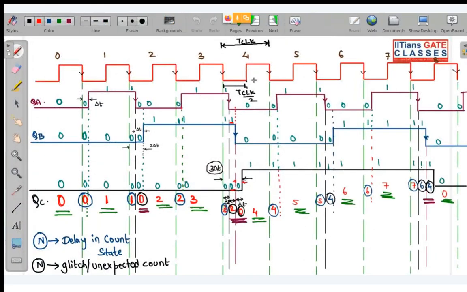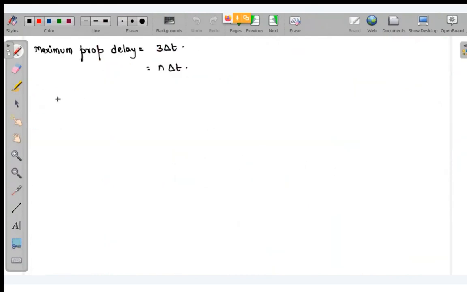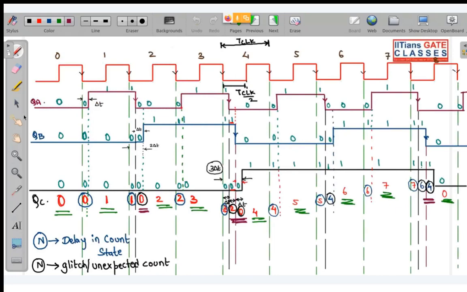I was saying that if this comes out even in the positive level, then I cannot take help of the strobe input. For the strobe input to be effective, the condition is that the total propagation delay, N del t, should be less than or equal to TCLK by 2. That means the maximum propagation delay can be in this negative level. If you go outside this negative level, your strobe input cannot help you in decoding.